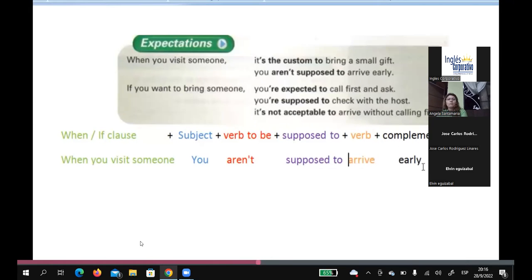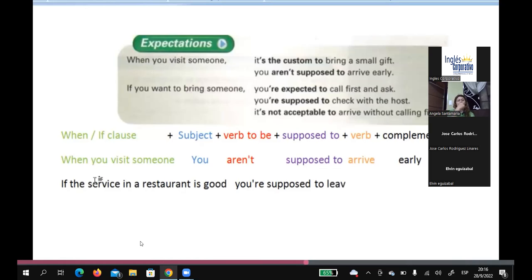And then finally, it should follow the complement. Let me give an example with another clause. So in this case, I'll use an if clause. So I'm going to say, if the service in a restaurant is good, okay, that's the if clause, okay, then this, I mentioned, is going to follow the subject, okay, you're supposed to, okay, and then that's going to follow the verb, so you're supposed to leave a tip, and then there's going to be some sort of complement.